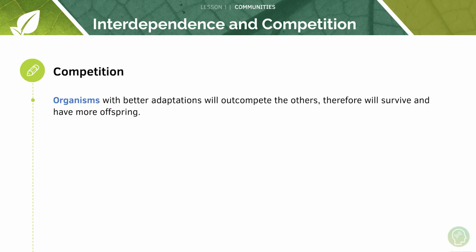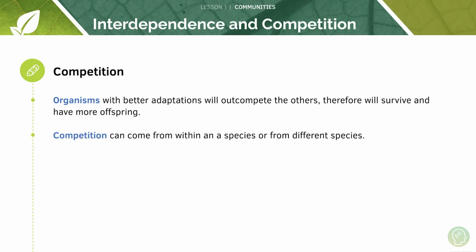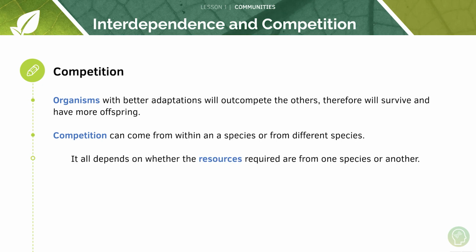Now, why is it that the giraffes won in that situation? Well, it's really likely that the giraffes must have some kind of better adaptation, and therefore they were able to outcompete the elephants, survive, and ultimately have more offspring, and therefore their population grows. So competition can come from within a species or from different species, and it all depends on whether the resources required are from one species or another.